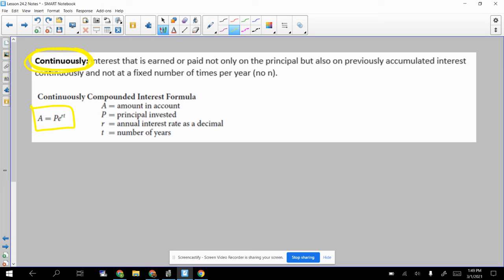Sometimes I like to refer to this as the APERT, okay? So continuously is interest that is earned or paid not only on the principal, but also on previously accumulated interest continuously and not at a fixed number of times per year. So basically, there's just no N value anymore, okay, which there were in the last 4 examples we did. Okay, so now you have A, which is still your final amount. You have P, which is still your initial. You have R, which is still your rate, and T, which is still your time number of years.